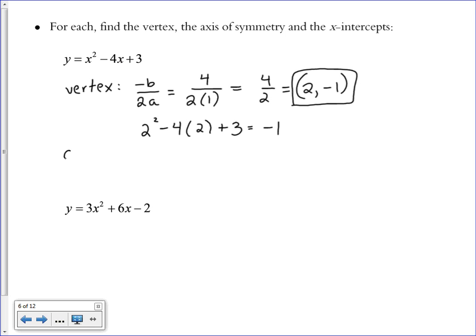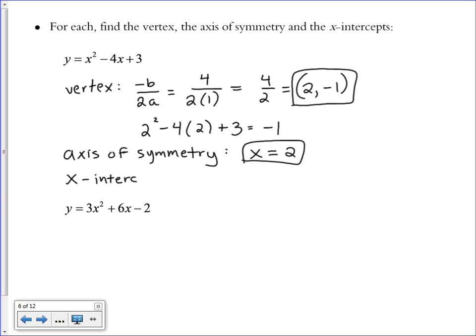The other thing it wants is the axis of symmetry. If you've already got your vertex, the axis of symmetry is really easy. It's a vertical line that goes right through it. And so it's just going to be x equals whatever the x value of your vertex is, which was 2. And then to get the x-intercepts, you have to do a little bit of work. And that's to change the y to 0 in the function, and then find a way to solve it.